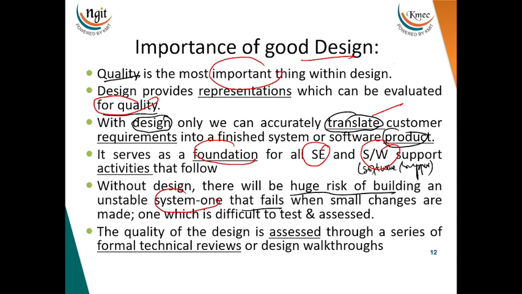For example, if you want to construct a house, you need to have a design pattern in front of you. Then only are you going to do it. Without the design pattern, you are not going to construct a house. And if you want to buy a car, you need to know all the elaboration of the car. Then only can you buy it. This is what the final product is. If you have a very good design, you can have very good quality. The quality of the design is assessed throughout a series of formal technical processes.